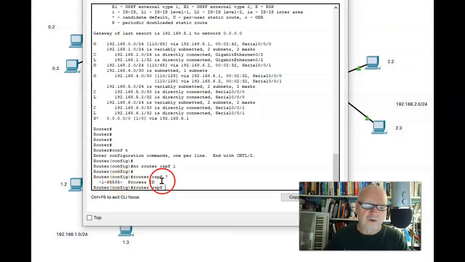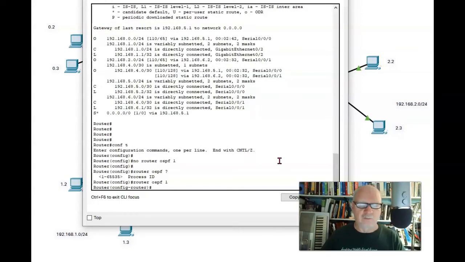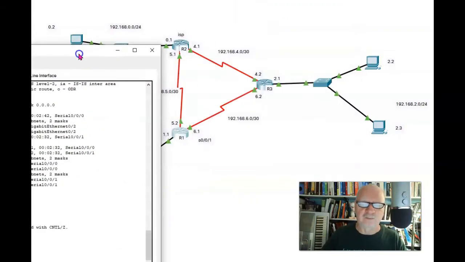We're not going to study what the process ID does because that's a little more advanced concept, but just know that we need a number, and we need to make it the same here on all of these. Although with OSPF, it would actually work if we didn't, but we're going to go ahead and do that here. We're going to make it a 1. All right, I've got OSPF turned on in router 1.